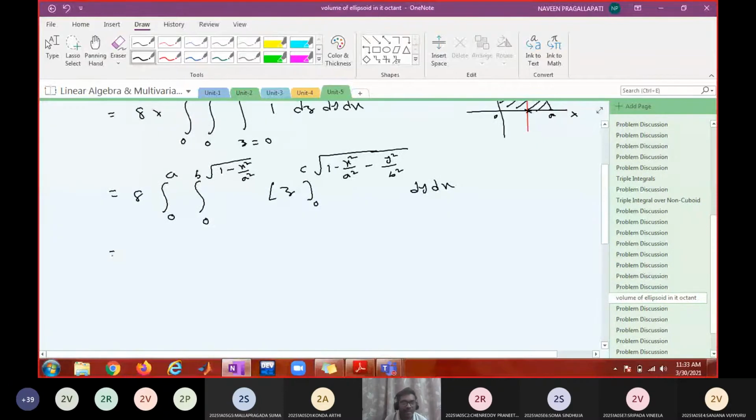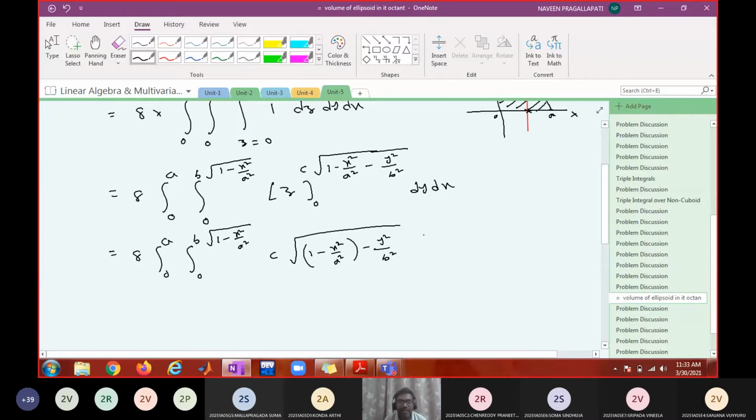So this is going to be 8 times 0 to a, 0 to b into root of 1 minus x square by a square, and so upper limit minus lower limit, so it is going to be c into root of 1 minus x square by a square minus y square by b square dy dx. Lower limit is 0. Is it okay?